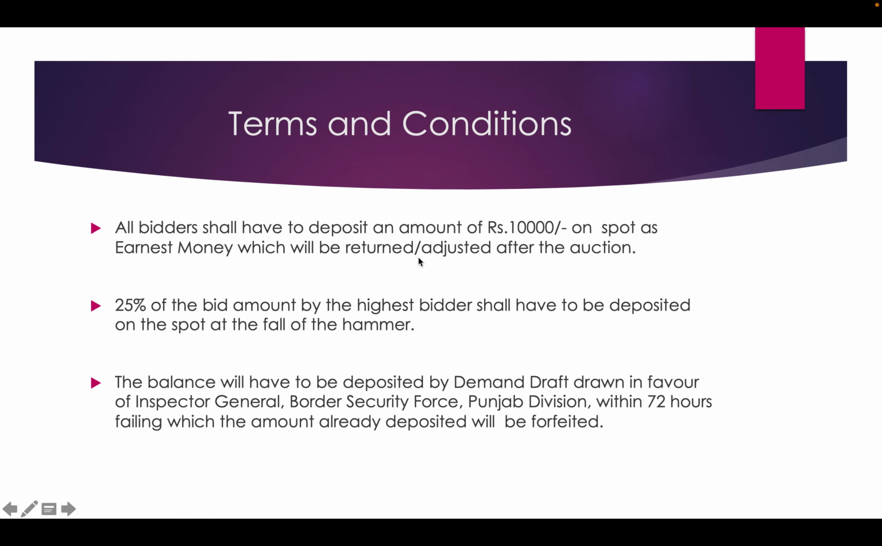Now we come to terms and conditions. No notice would be complete without these. So please remember that you need to include all the terms and conditions that I am going to tell you about. The first is, of course, all bidders shall have to deposit an amount of rupees 10,000 on spot as earnest money. Now, what is this earnest money?